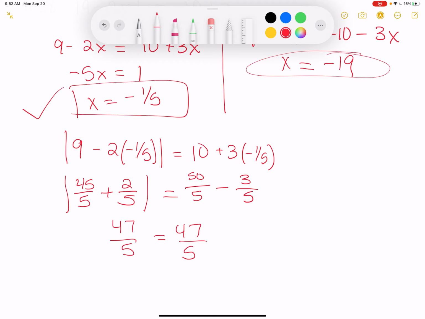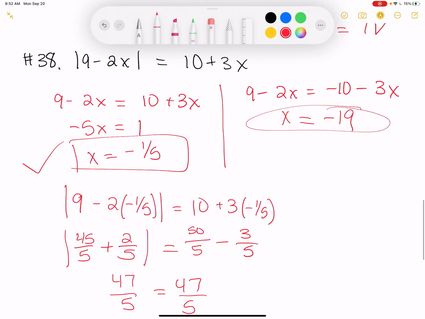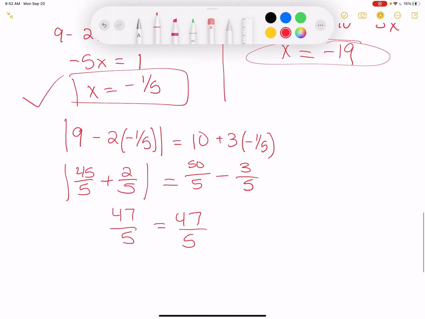Okay. For this other one, I'm plugging in negative 19 into the original. So 9 minus 2 times negative 19 is equal to 10 plus 3 times negative 19.